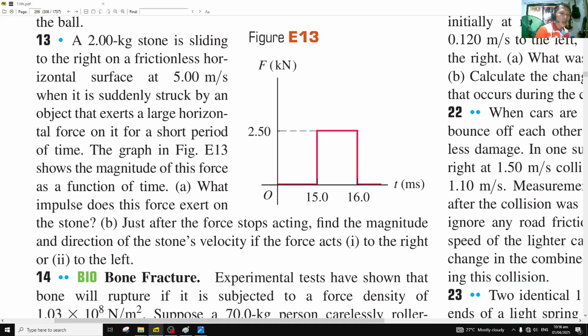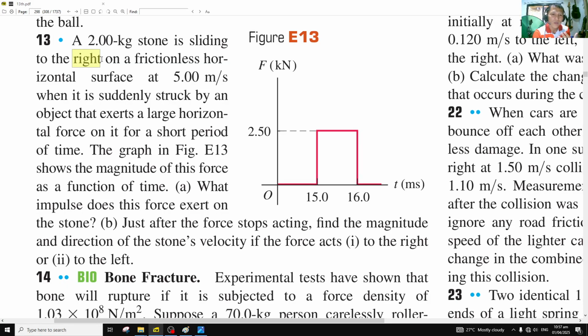Letter B: just after the force stops acting, find the magnitude and direction of the stone's velocity if the force acts to the right. The force in this graph acts to the right or to the left, because you're talking about force with respect to time. This force acts on the 2 kilogram stone, which at first was moving to the right.